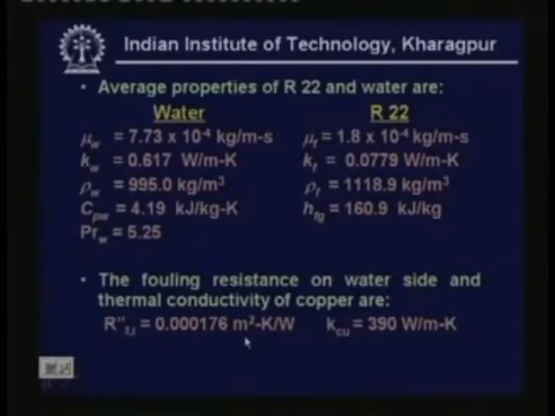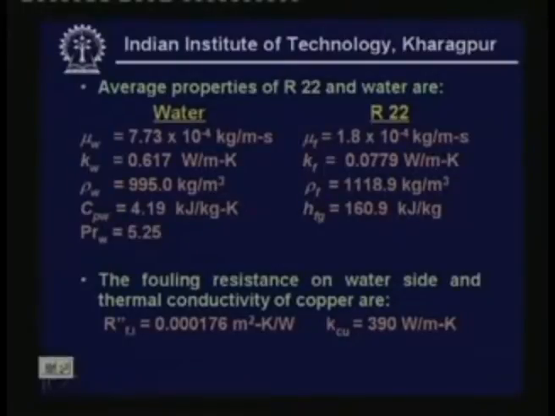Now, the first thing we have to do is find out the properties of R22 and water, because we have to evaluate the heat transfer coefficients and all. So, these are the properties at average temperature. For water, viscosity is 7.73 into 10 to the power of minus 4 kg per meter second. Thermal conductivity is 0.617 watt per meter Kelvin, and density is 995 kg per meter cube. Specific heat of water is 4.19 kilojoule per kg K, and Prandtl number is 5.25.